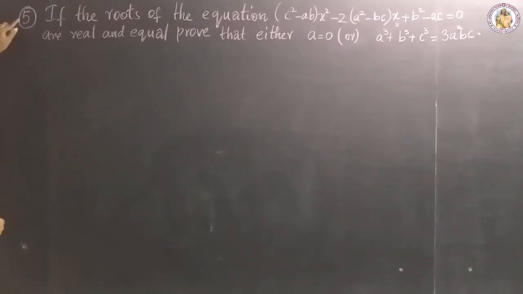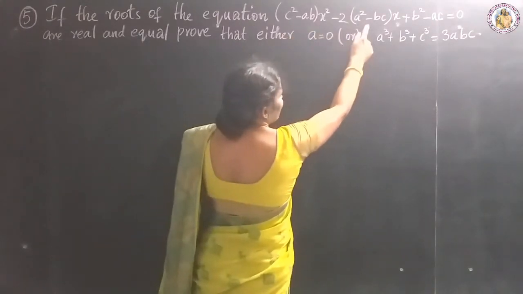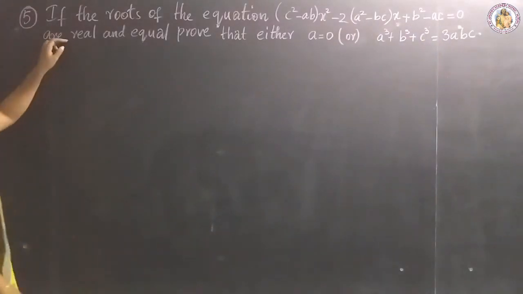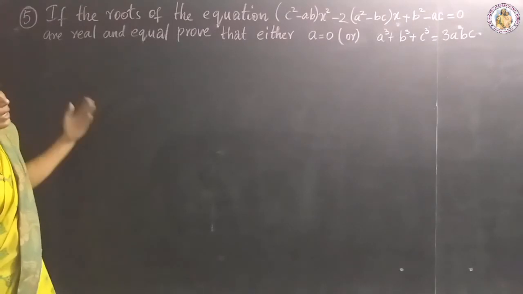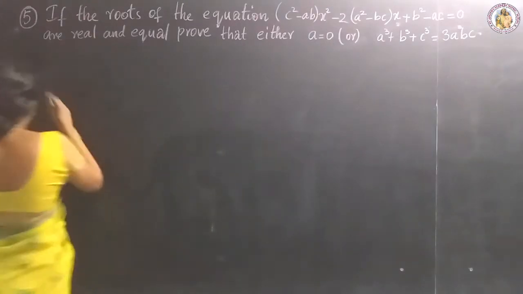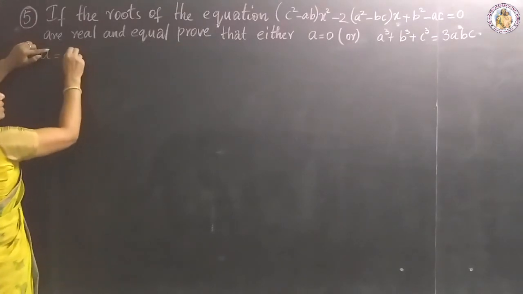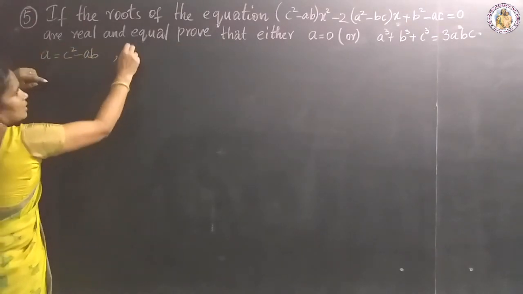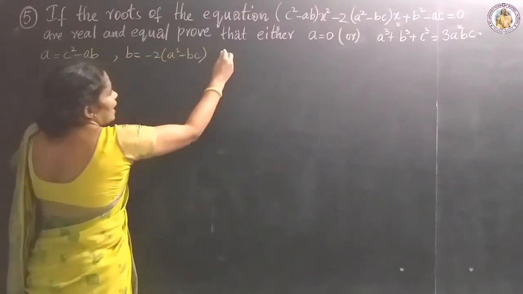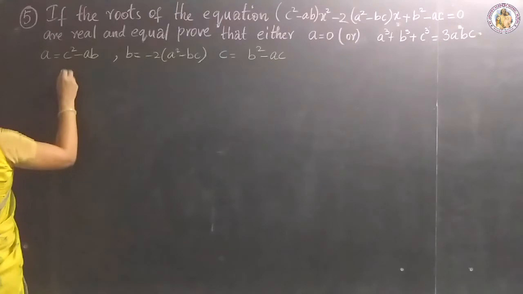Okay. Question number 5. If the roots of the equation (c² − ab)x² − 2(a² − bc)x + (b² − ac) = 0 are given as real and equal, prove that either a is equal to 0 or a³ + b³ + c³ is equal to 3abc. So now let us take what value of a. a is the coefficient of x², that is c² − ab, and b is −2(a² − bc), and c is b² − ac.